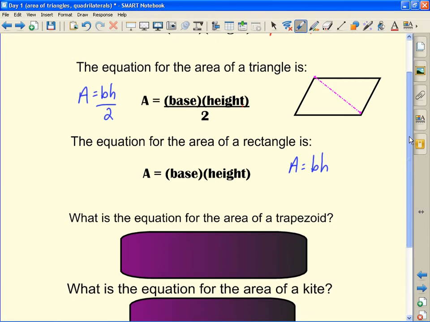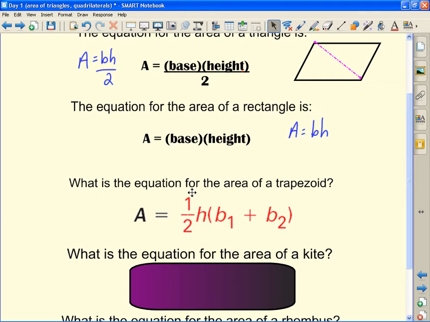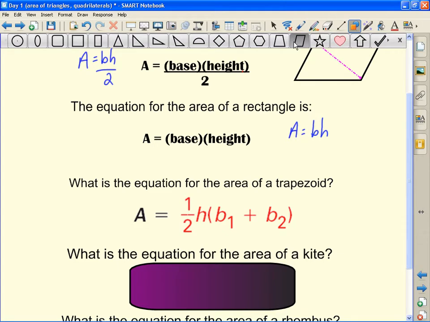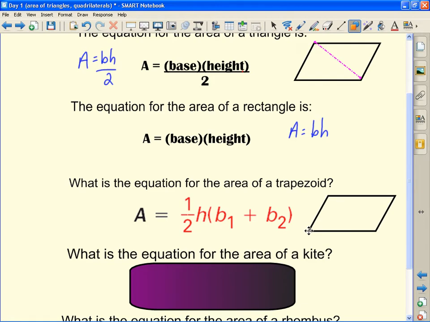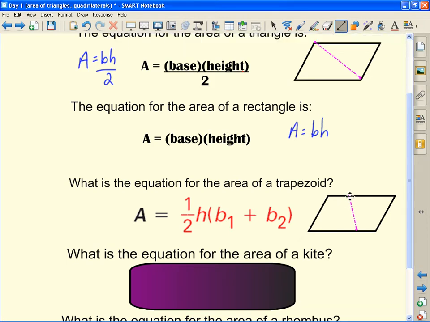Then we get down to a trapezoid, and a trapezoid has this crazy looking formula of 1/2 height times base 1 plus base 2. Where this comes from is it's still from a parallelogram being cut, but now the parallelogram is being cut not from corner to corner like it did in the triangle. It's actually being cut somewhere randomly in the middle, and it's still cutting it into two separate parallelograms. But if we call this one base 1 and this one base 2, you'll notice by my cut that this guy would be base 1 and this one would also be base 2.